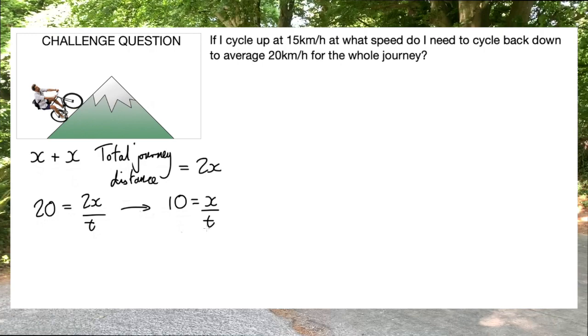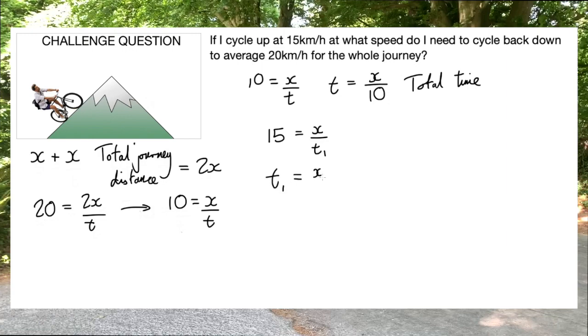So the time I've got to take, if I rearrange this one, I have 10 equals x over t. So the total time I can take is going to be x over 10. That's my total time. Now, the times it's going to take for each bit are going to be dictated by a very similar equation. So for example, if my speed on the way up is 15, 15 equals x over t, and we'll call this t1. So that's the time it takes to go up. So that, when I rearrange it, t1 is going to be x over 15.